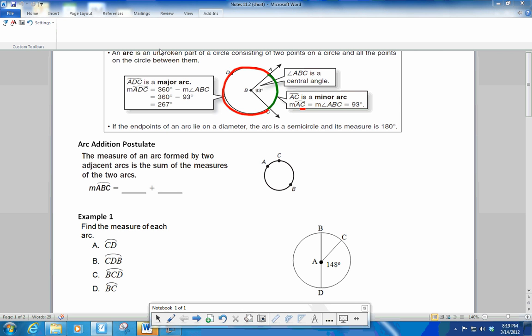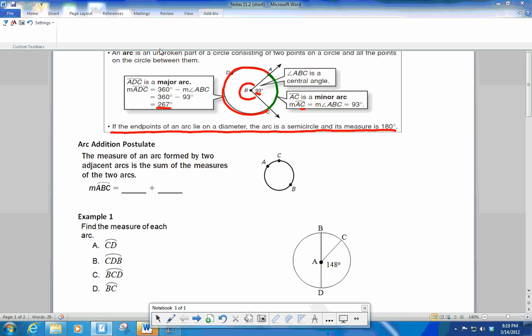And since the full circle is 360 degrees, the measure of that arc ADC is equal to 360 minus this central angle here, which is essentially the rest of that angle inside. So 360 minus 93 would be 267 degrees. If the endpoints of an arc lie on a diameter, the arc is a semicircle, which is half the circle, and its measure is 180 degrees.